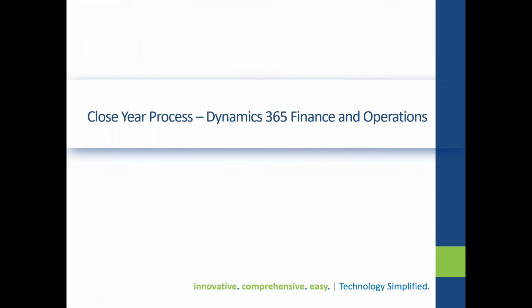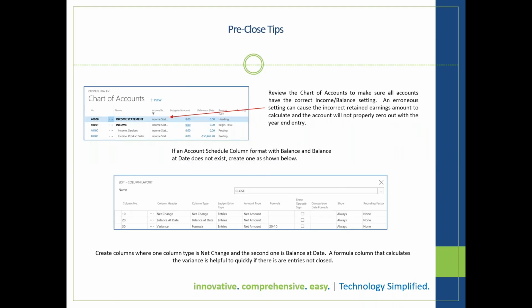In the web-based version, we don't have that flow field or date filter function. So the one difference there is I created an account schedule column layout where I did a net change and balance at date, and using an account schedule I would be able to see that difference. And then I also created a variance column so I could very easily see if there was a difference between net change and balance at date.